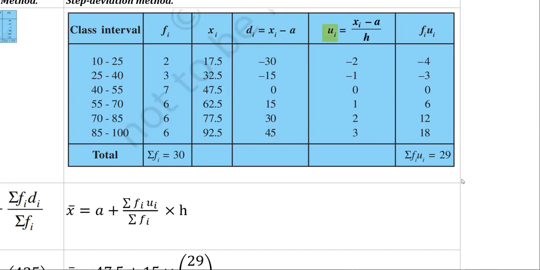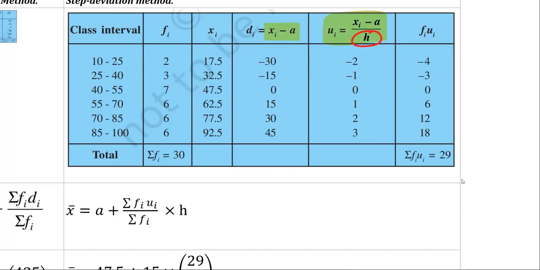And one additional step here, as you can see, these 4 steps remain the same as we did in the first method. Well, sorry, second method. These 3 steps were the same in the first method. So one additional step is getting ui. Well, ui is xi minus a over h. Xi minus a, we have already obtained, divided by h.